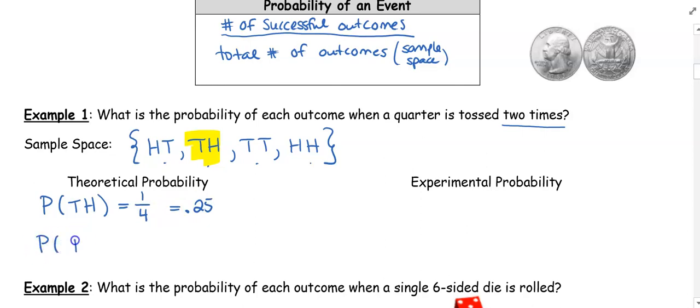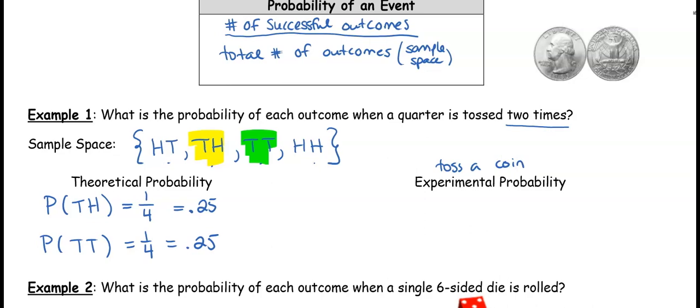If I wanted the probability of tails and then tails, looking, there's only one way that happened. There are 4 possible, giving me a 0.25. So theoretical is all about what should happen. Experimental is toss a coin and find out what actually happens. So theoretical is what should, experimental is what could.